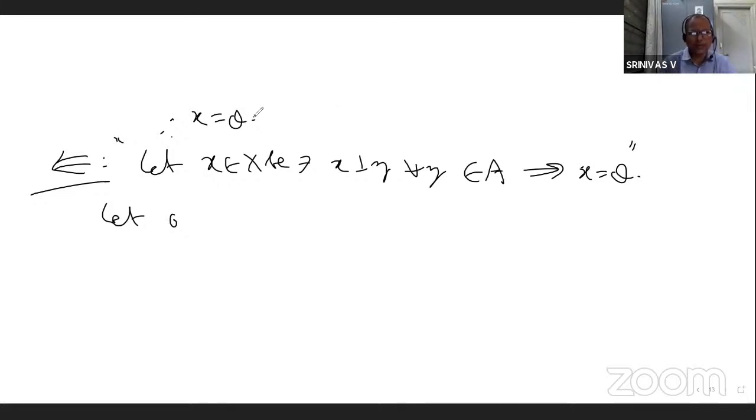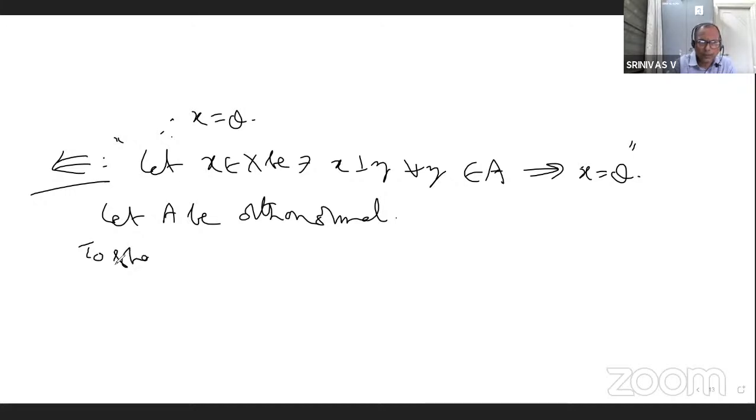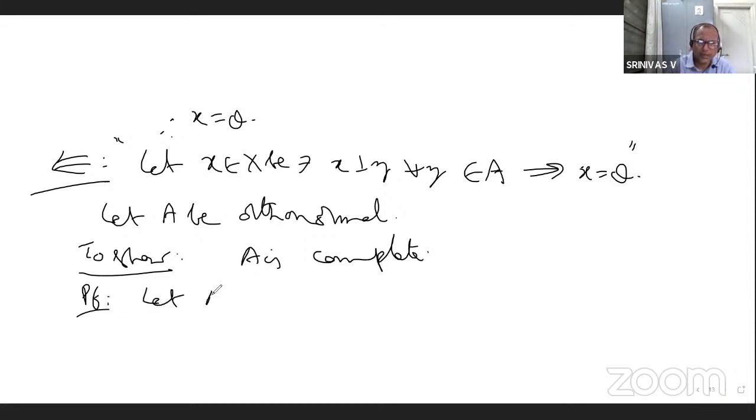Let capital A be an orthonormal set. You have to show that it is maximal, to show that capital A is complete. Suppose it is not. To start with, the negation. Let A be not complete. Means what?